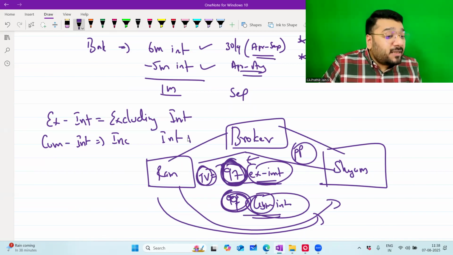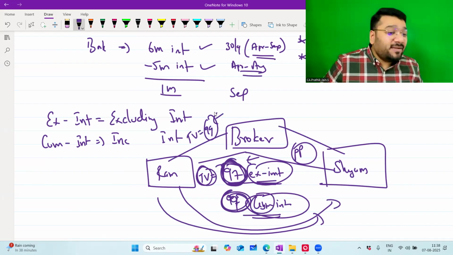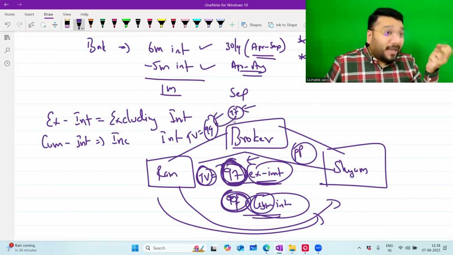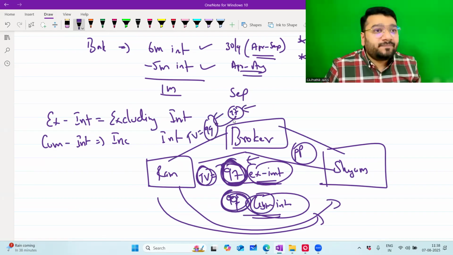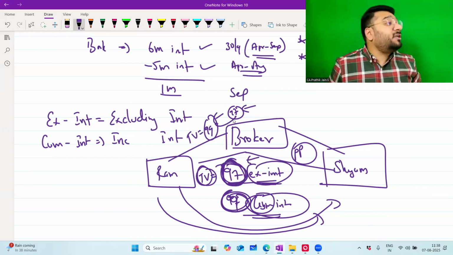So for the broker, what is the transaction value now? Cum interest 99. On this, he will charge commission, brokerage. If it is ex-interest, he will charge on 97. So on 2 rupees, I'm reducing my commission. I'm saving my commission on 2. That is the motive of the two rates coming into the picture. Am I loud and clear? Just because the word ex-interest is there, it doesn't mean that we are not paying interest. We have to pay interest.